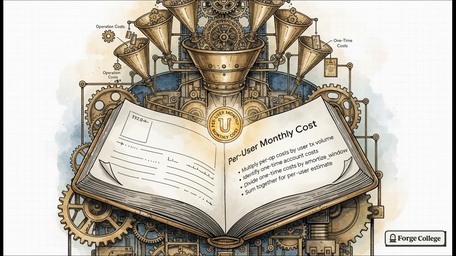Then we look at the one-time costs, stuff like state rent, storage initialization, or account creation. We take those one-time costs, divide them by our assumed amortization window, meaning how many months we want to spread that initial cost across, and sum it all together. Boom! Just like that, you have a highly accurate, scenario-driven per-user cost estimate.